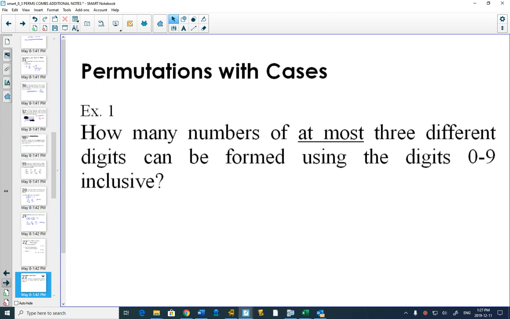I want to say different digit, but if you have 1 digit, I don't know how it's different from itself. And 1 digit. Well, the way that we set up a cases question is when we realize we can't count it all at once, and we have to do it in cases, we write case 1 and describe what we're counting.